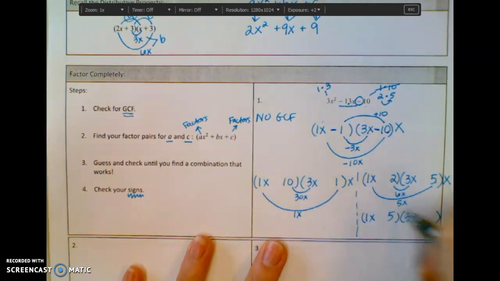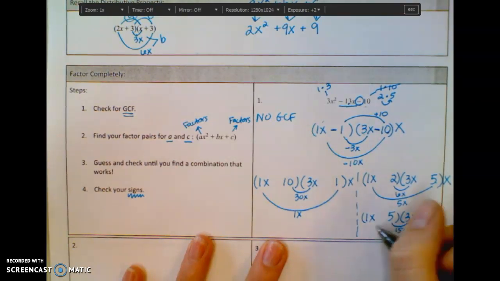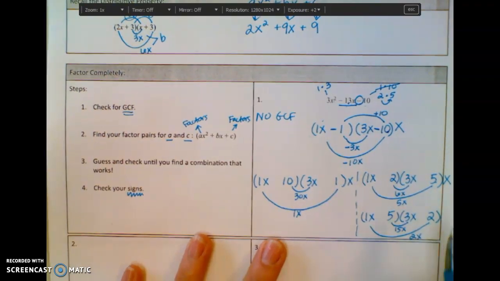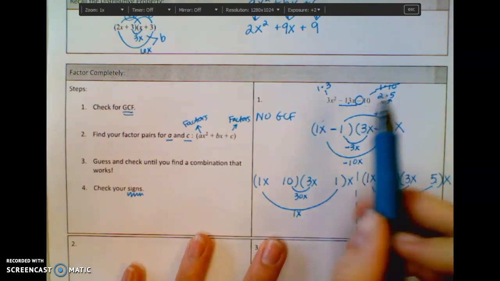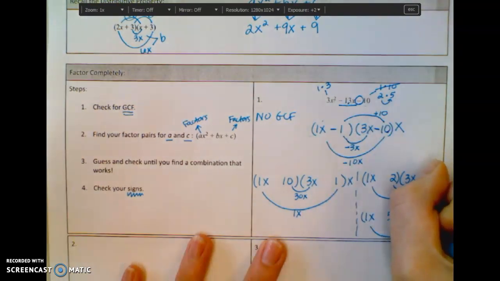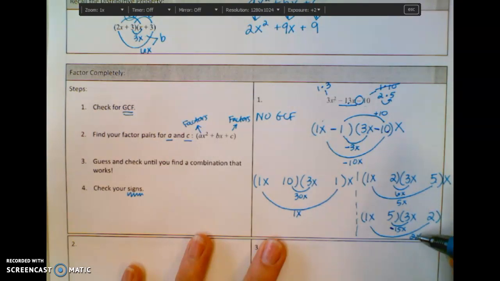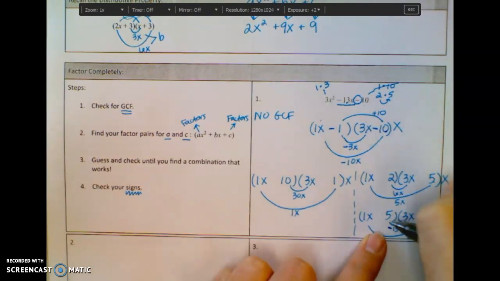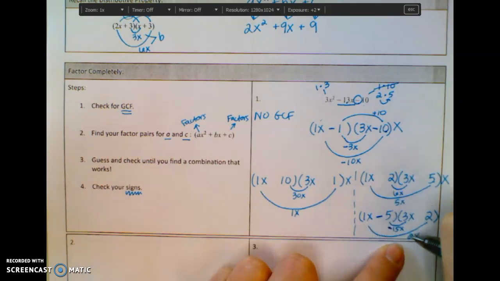We're going to try 5 and 2. The inner product is 15x. The outer product is 2x. Is there any way for me to make 15x and 2x become -13x? Yes, there is. If that 15 is negative, -15 plus 2 is -13. So I need that inner product to be negative. I bring the negative in front of the 5. I need outer product to be positive, so that's a +2.